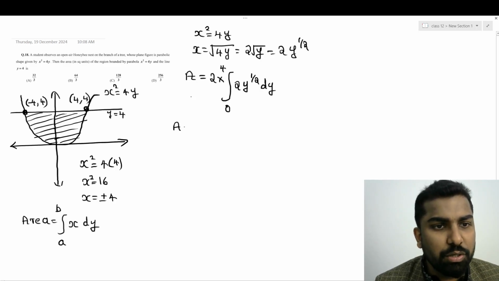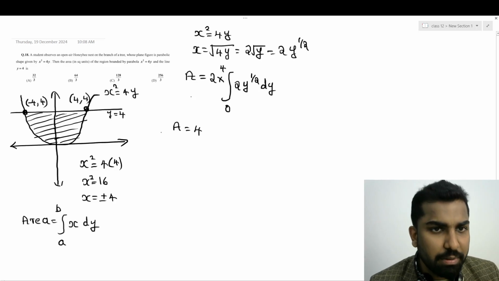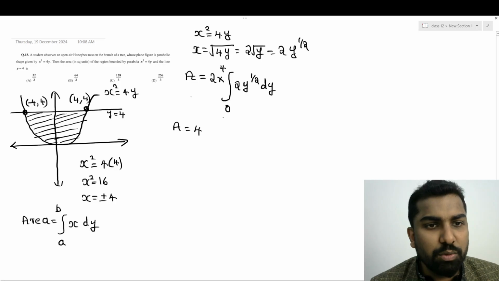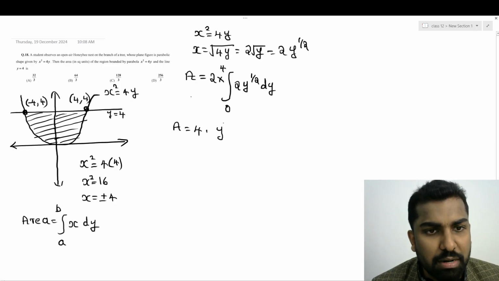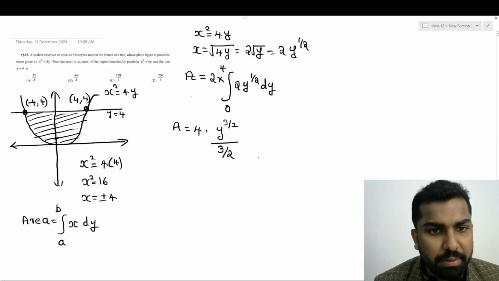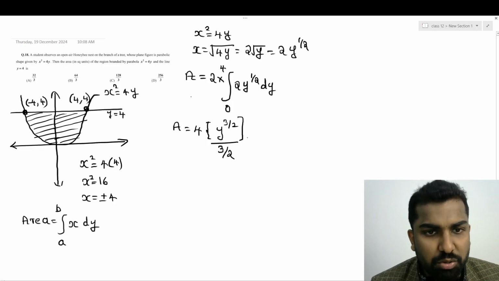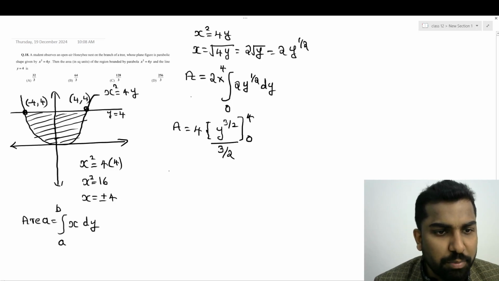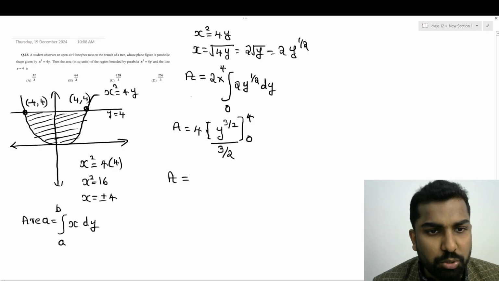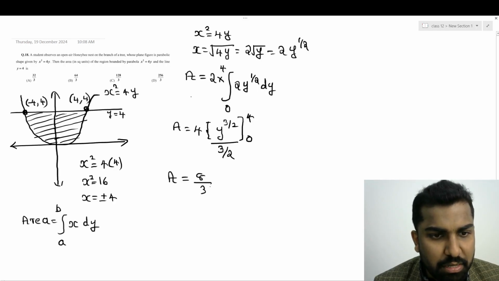So area will be equal to 2 2s are 4. This 2 also I am taking outside. Then y to the power 1 by 2, if I am integrating, it will become y to the power 1 by 2 plus 1 divided by 1 by 2 plus 1. That means y to the power 3 by 2 divided by 3 by 2. Okay, so this you have to integrate from 0 to 4, right? This 3 by 2 will move to numerator, so area will be equal to 4 into 2, 8 by 3 will come. So 8 by 3 into y to the power 3 by 2 from 0 to 4.